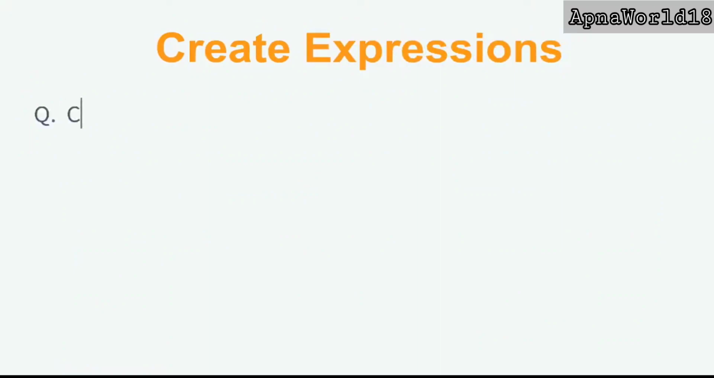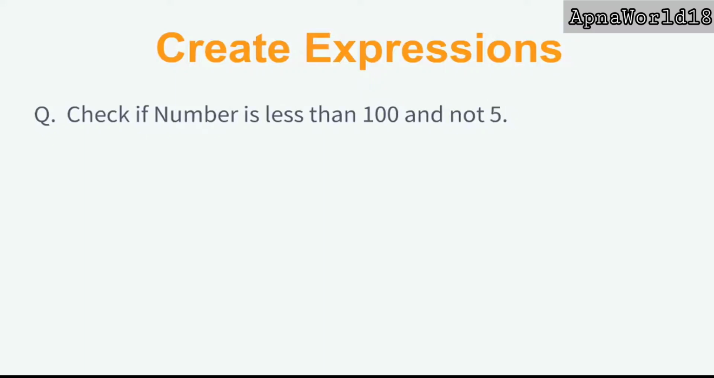Now let's write some expressions using the logical operators. First is check if number is less than 100 and not 5. Here we will first form two expressions for less than 100 and not 5, and then we will join them by using logical operator AND.